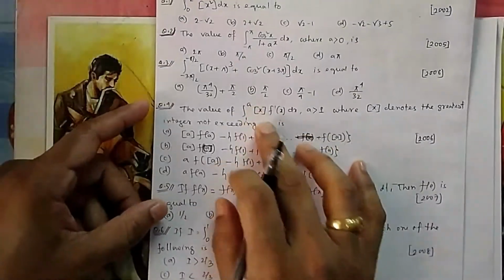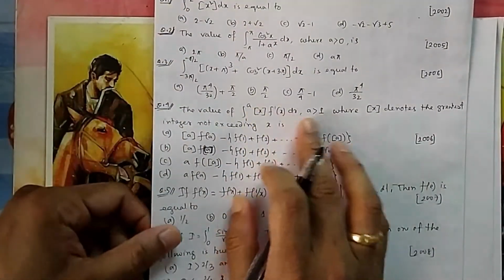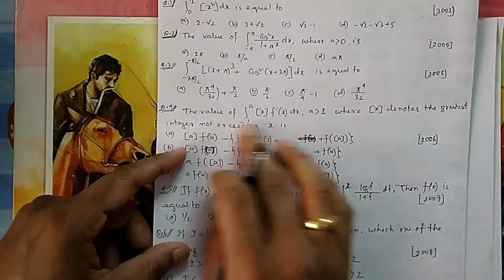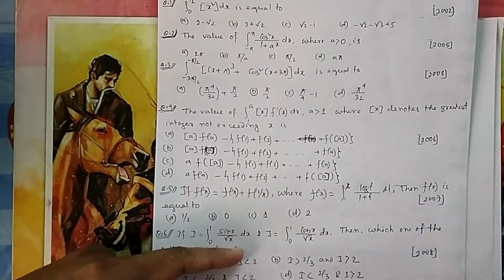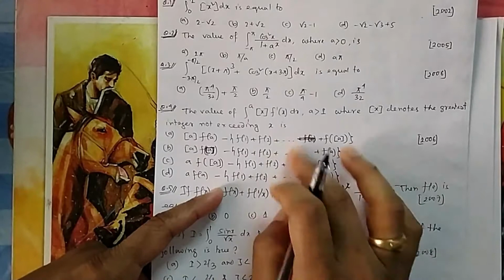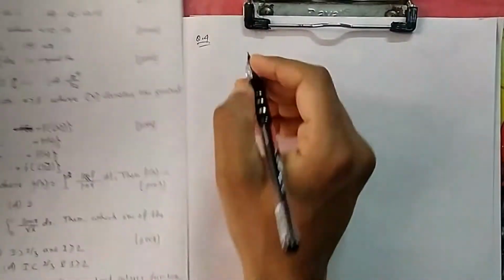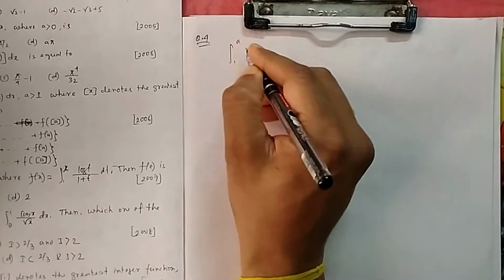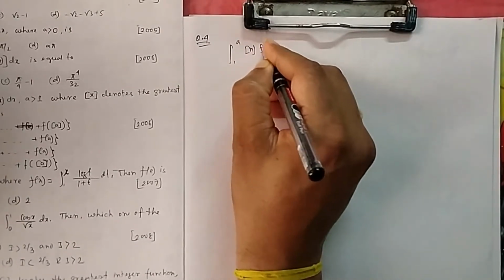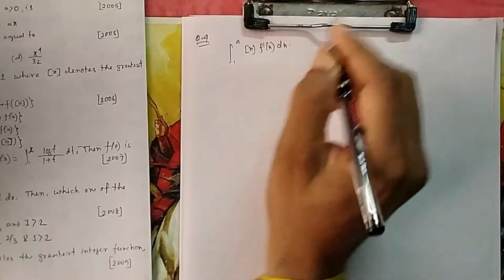The value of the integral from 0 to a of [x] f'(x) dx, where a is greater than 1 and [x] denotes the greatest integer function not exceeding x, and you have to express it in one of these formats. Which one? So let us write this one. Be careful with this one. What will be the output of this one?